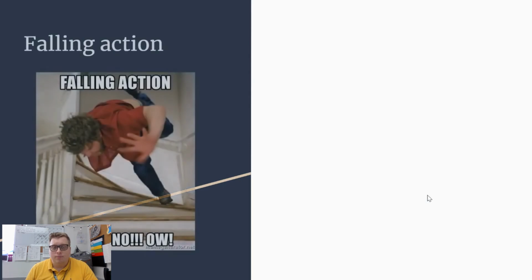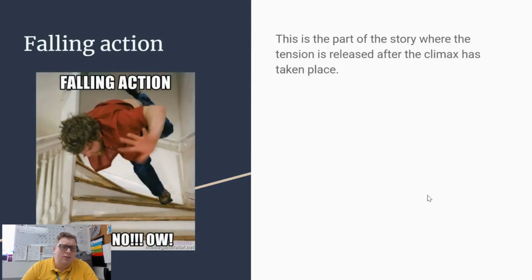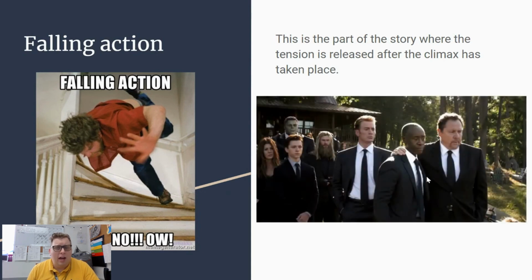After the climax is the falling action, which is the part of the story where the tension is released after the climax has taken place, where things start to get resolved and figured out. It's the funeral scene for Tony Stark after the battle has been won.